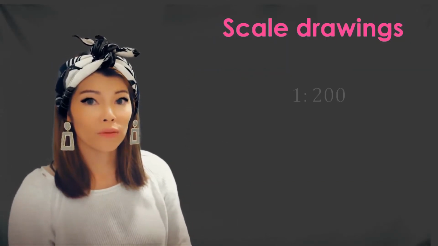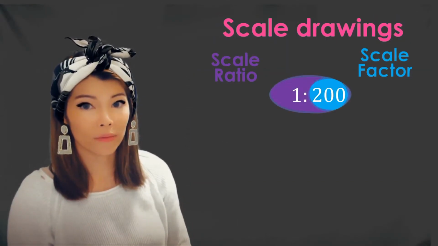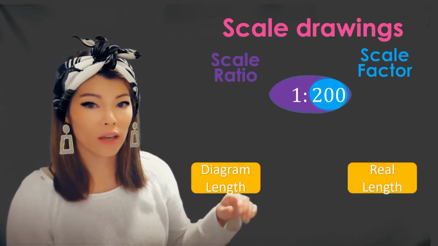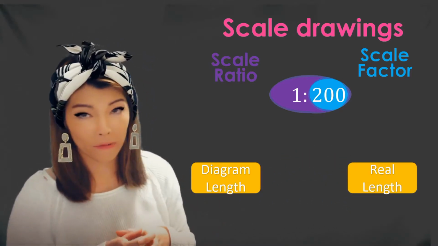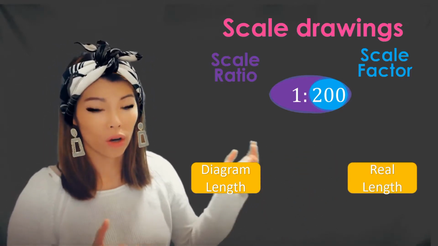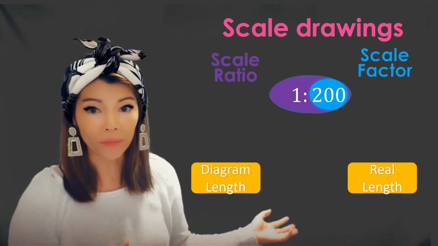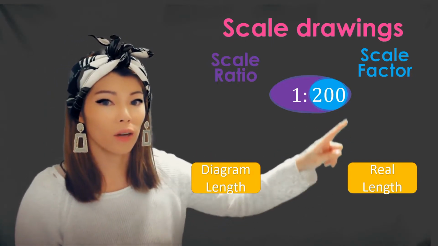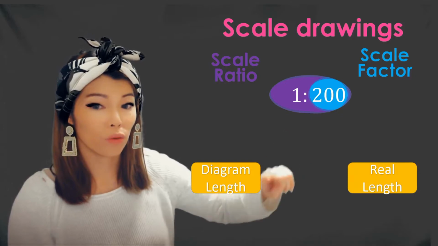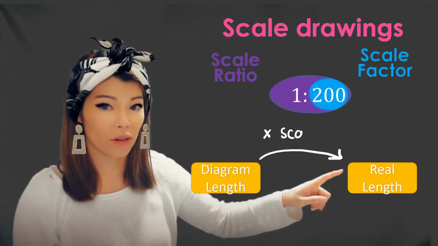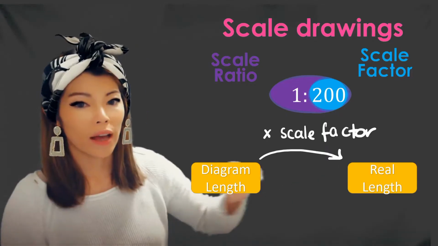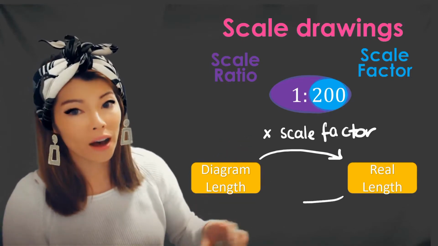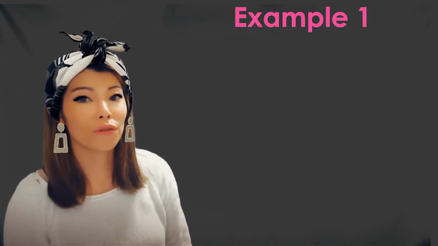So with scale drawings, with the scale factor and the scale ratio, we use the scale factor to go from the diagram length to the real length. So the picture on my phone to the front yard, for example, or the map to real life walking. The diagram is usually smaller. So to get to the real length, would you multiply or divide by 200? You would multiply by 200. So you'd multiply by the scale factor. And whenever you go from the real or the bigger to the smaller, then we are dividing by the scale factor. Let's do a few examples.